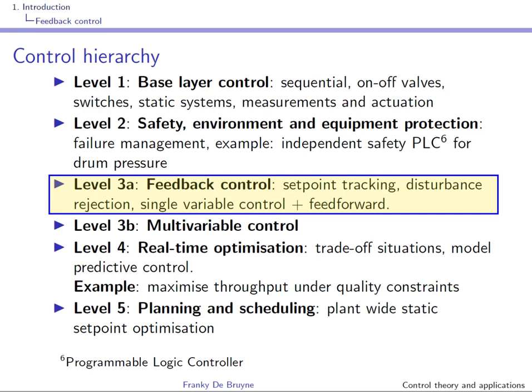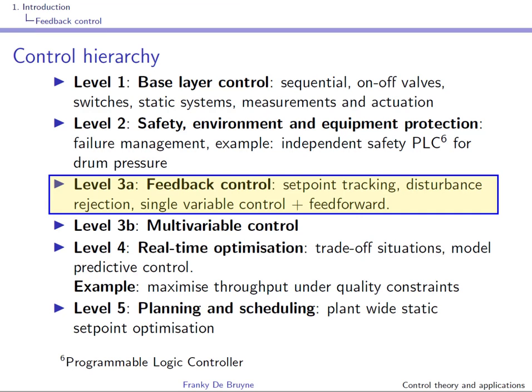Level 2 is the safety level. It involves environment and equipment protection. Safety instrumented control systems, so for example safety PLCs, that are physically separated from the general purpose control system, monitor the system and intervene when dangerous situations arise.